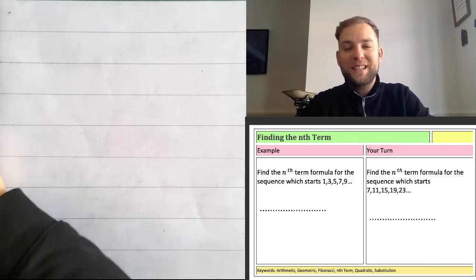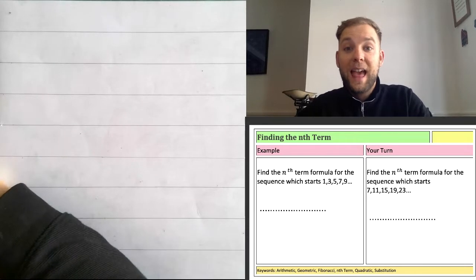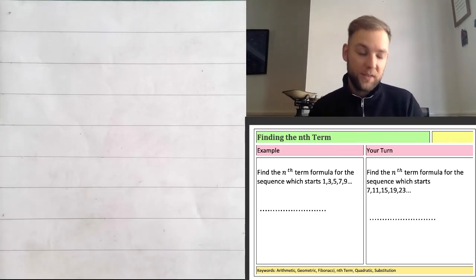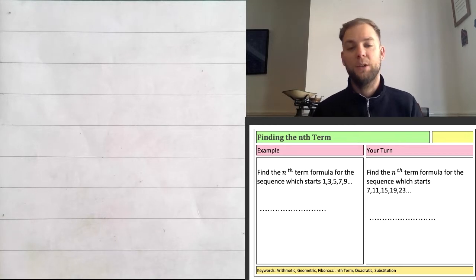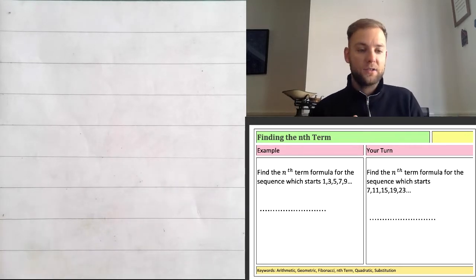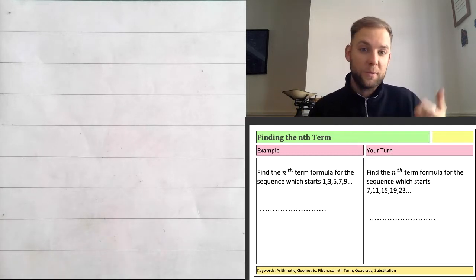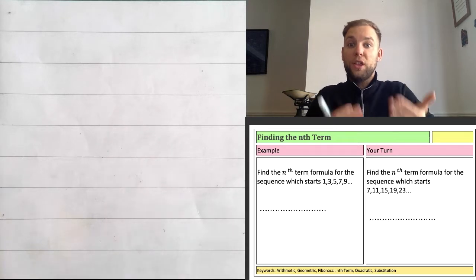Hello and welcome to this video on finding the nth term of a linear sequence. So hopefully you've seen the previous video, which was when we were generating a sequence, so subbing in our term values. So first term we sub in 1, second term we sub in 2, third term we sub in 3, and so on and so forth. But now we're looking at working the other way.